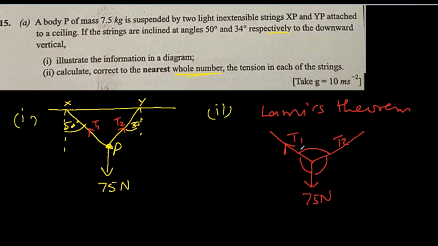So let's focus on this angle first. We need this angle. Let me draw a vertical line here. So this is 50 degrees, this angle. So this angle will also be 50 degrees. This is 34, so this angle will be 34 again because they are alternate angles. So 50 plus 34, this angle becomes 84 degrees.